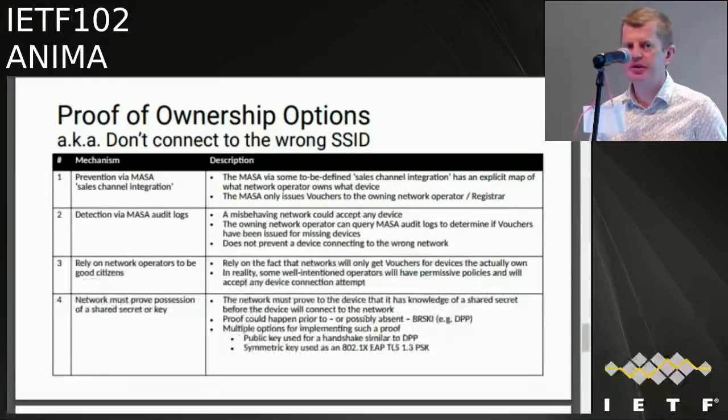Now, we can't rely on that because a lot of operators will just configure permissive network policies to let any device on. And finally, option 4 is the network must prove some possession of a shared key. So there's a shared key associated with the device. It could be a public key, it could be a private key, and the device will not connect to a network unless the network proves ownership of that shared key.